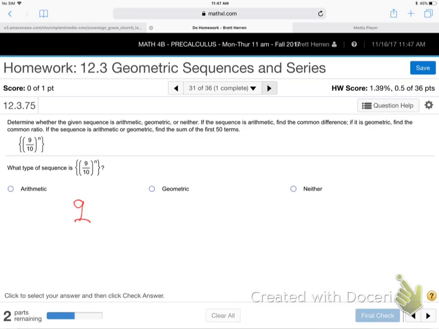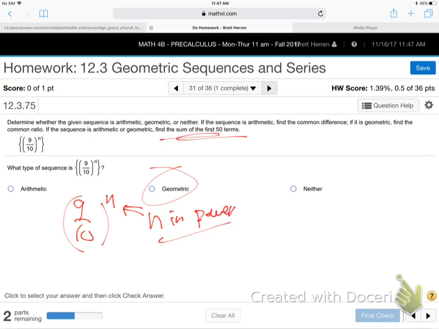Okay, so 9/10 to the n. Geometric. N's in the power. When n climbs into the power zone, geometric. Then you've got to find the sum of the first 50 terms. Then you'd use the S sub n formula for geometric, which is one we were just working with. 1 minus r to the n over 1 minus r, and so on, right?